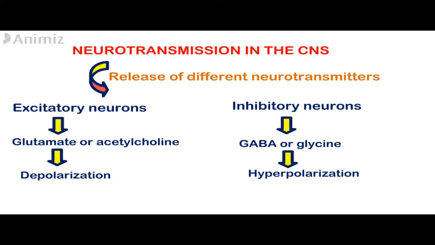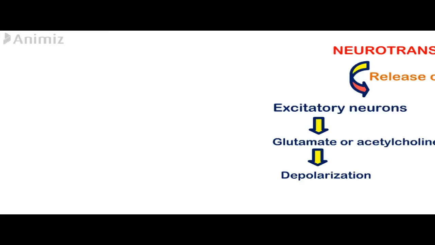While the stimulation of inhibitory neurons causes the release of neurotransmitter molecules such as GABA or glycine, which will lead to a transient increase in the permeability of potassium and chloride ions, and this will cause a weak hyperpolarization that will diminish the generation of action potential.